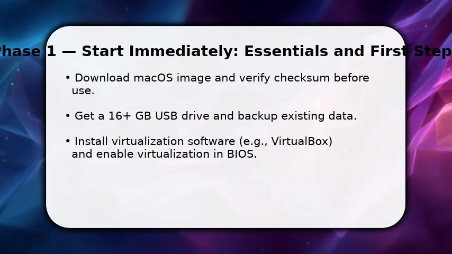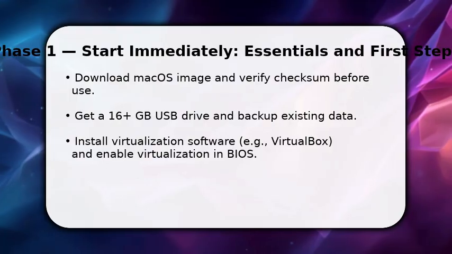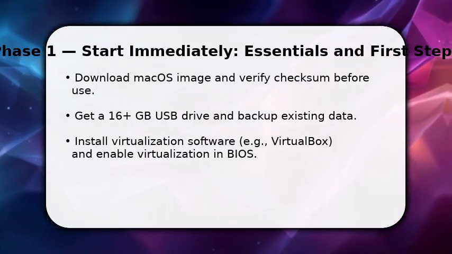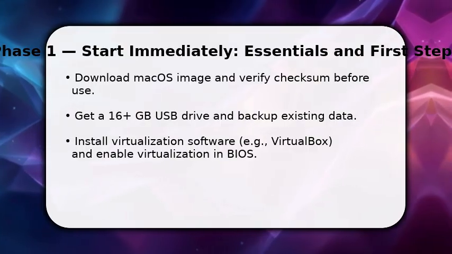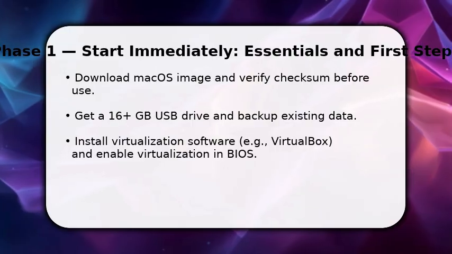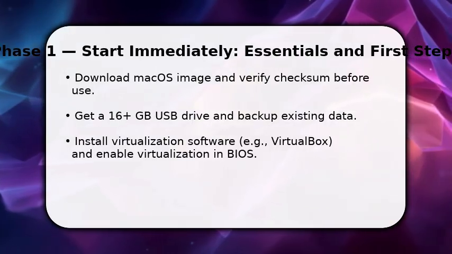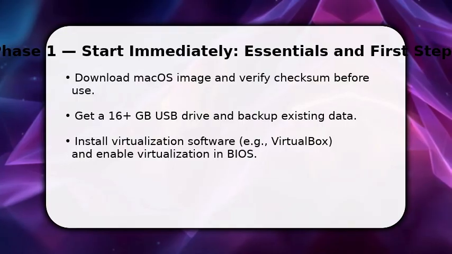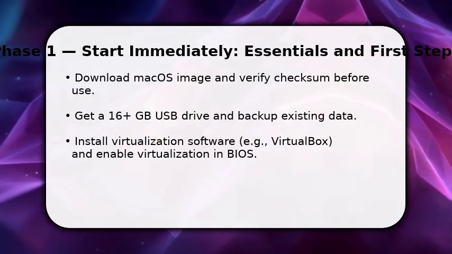You start by preparing the essentials. Download a compatible Mac OS DMG and check its checksum so you know the file is intact. Plug a 16 GB or larger USB and back up anything on it. This will be erased. Install VirtualBox or a similar hypervisor, then reboot and enable virtualization in BIOS. Without that, the VM won't run.